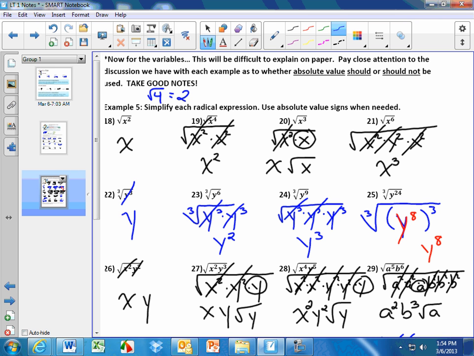In number 18, could x be negative 2? Yeah, it could, because what happens when you square a negative 2? You get a 4. So the radicand could be 4, and that x squared could be hiding a negative 2. So when you write x as your answer, you could be writing that negative 2 as your answer.